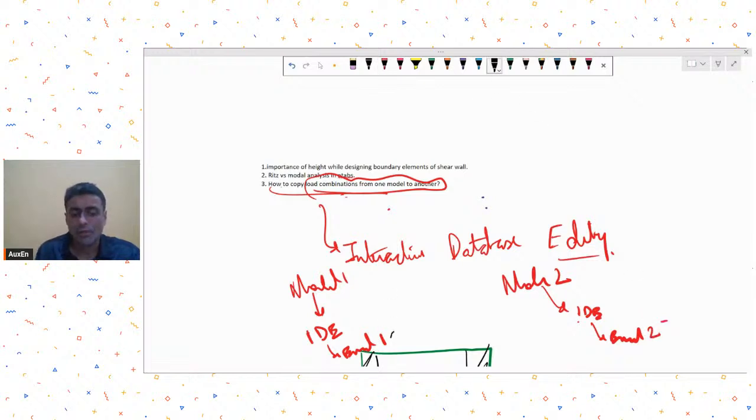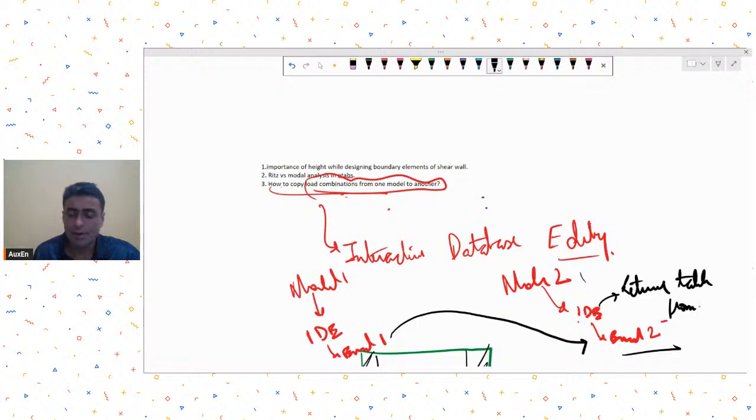Then you copy whatever you wanted to copy from Excel file 1, paste it in Excel file 2, and then go back to your interactive database editing in model 2 and say retrieve the table from Excel. Once you retrieve the table from Excel, the modified table will be brought. You apply it to the model, so the changes will then be reflected in your model.